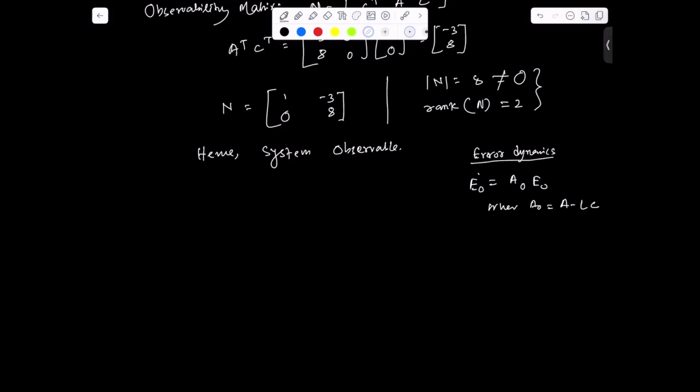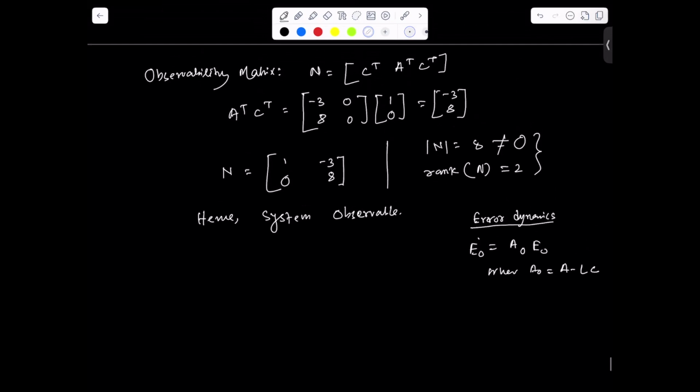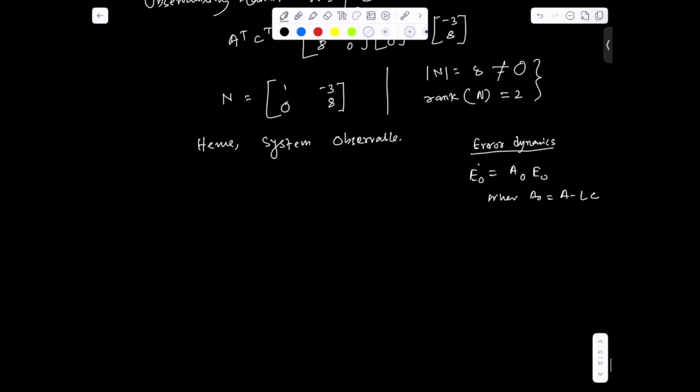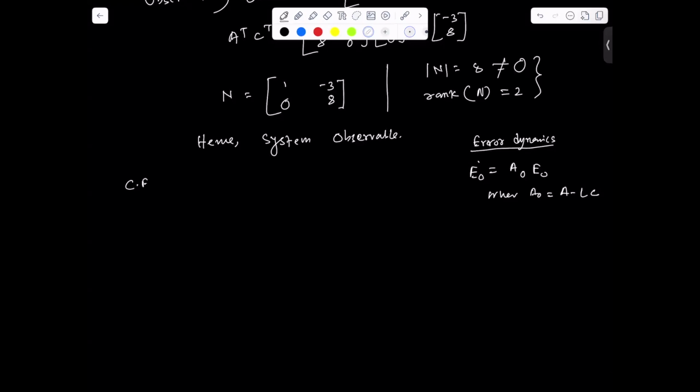So if you can make E go to 0, then we can say all states are available for designing the controller. If you can make E go to 0 as time tends to infinity. So for this, we have to find the characteristic equation of the error dynamics. So here we can find the characteristic equation, this is the equation.